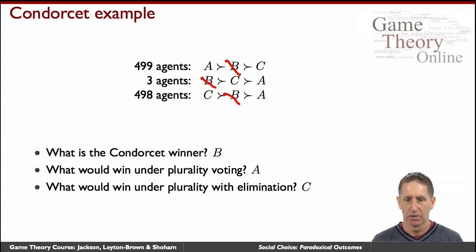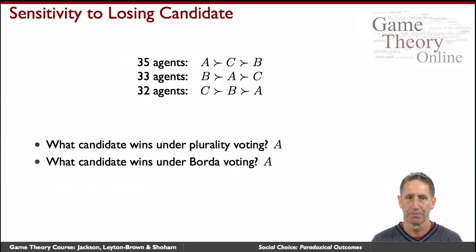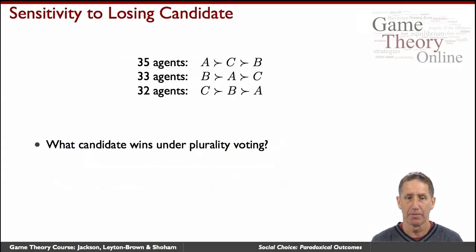And so two voting schemes, both of them on the face of it reasonable, would give you different answers, and both answers different from the criterion that on the face of it seems quite a safe criterion, namely the Condorcet condition. So here's another example, and let's think about what would happen in this case. What would happen under plurality voting?